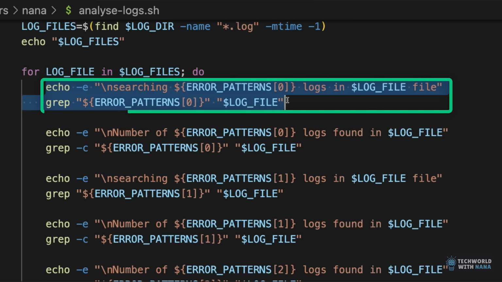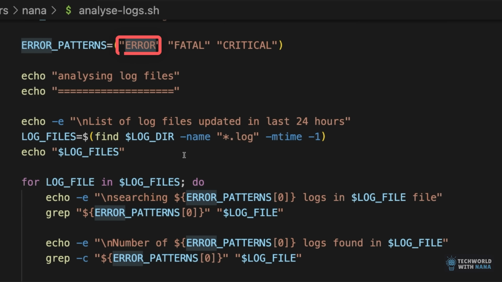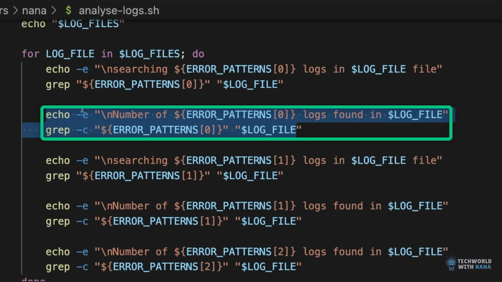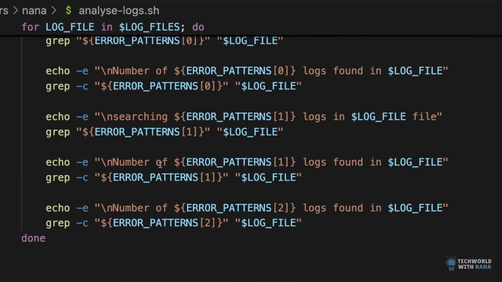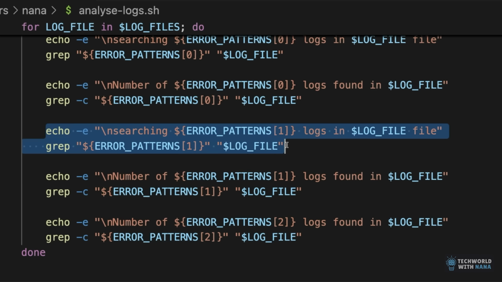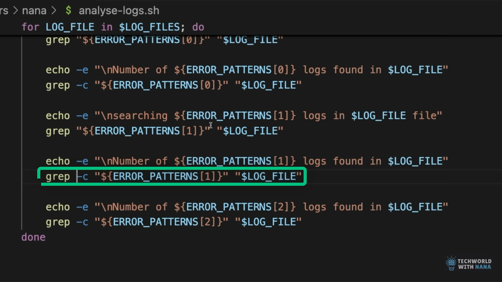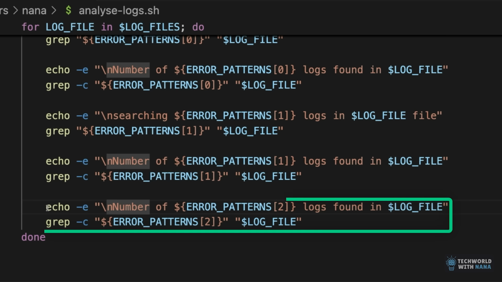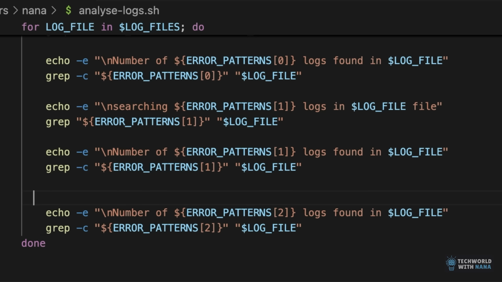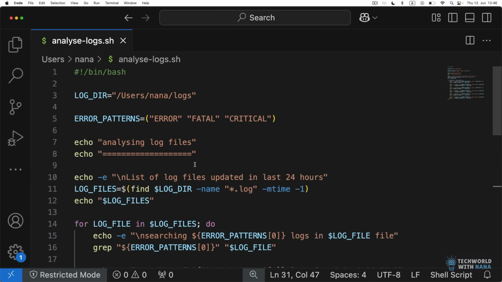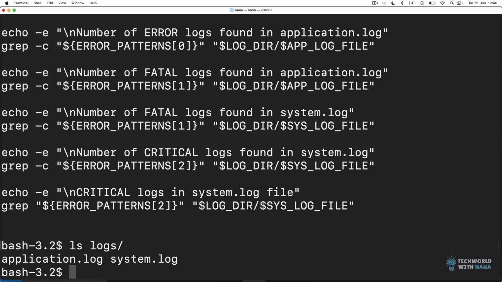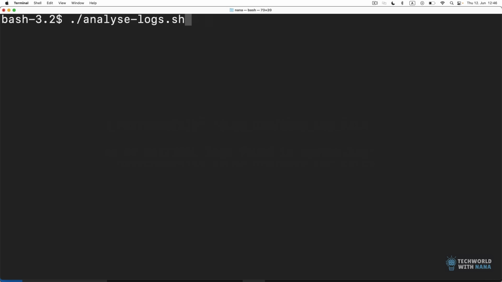So this will print out the error messages and the number of those error messages, or how many they are with the count. This will print out the fatal messages or the fatal logs right here, as well as the count of those fatal errors. And we can do the same here, where we print out the actual critical errors and then the count. So I'm going to save this. And let's go back to the terminal. Let's clean this up and let's execute it.